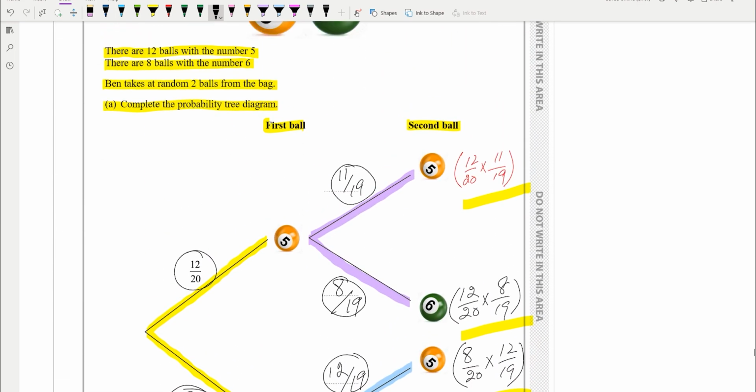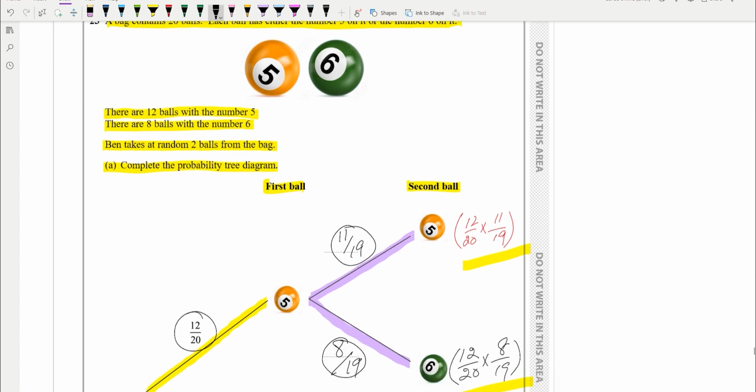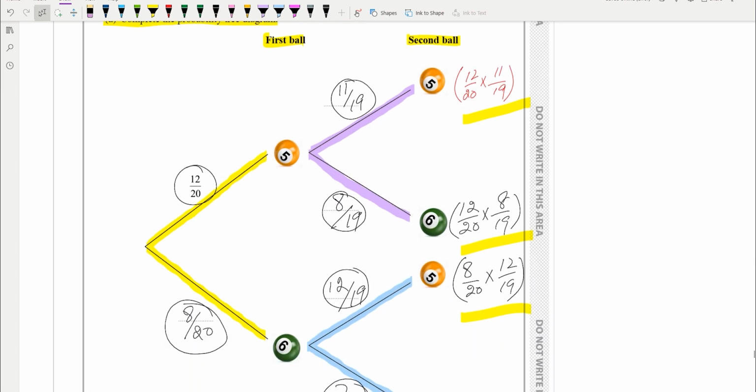So if I quickly go through the question again, it is saying that the bag contains 20 balls. Each ball has either the number 5 on it or the number 6, so these are the two options available. There are 12 balls with the number 5 and 8 balls with the number 6, so the total is 12 plus 8, which is 20. A probability tree is given, which we have completed.